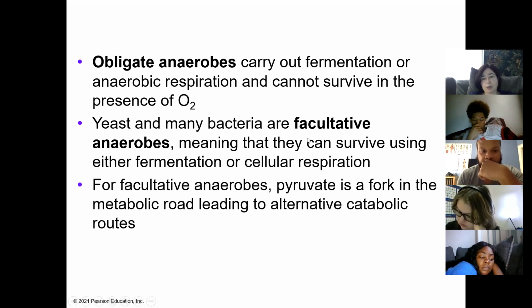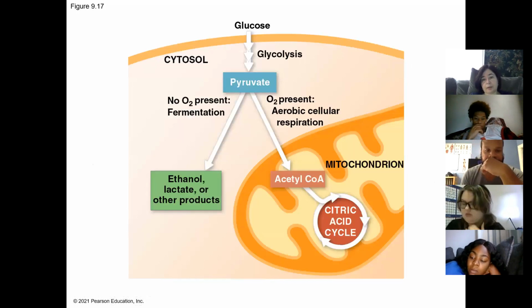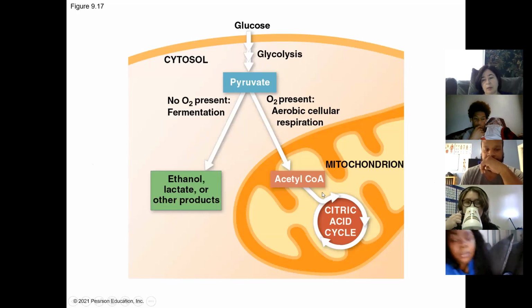Yeast and bacteria could be facultative anaerobes. Facultative anaerobes, they can switch. So they can survive in both presence and absence of oxygen, okay? And pyruvate is a fork. I mean, it's a very crucial molecule because it can take them either way, into cellular respiration or into fermentation. Okay, so pyruvate is a crossroad, right? Either fermentation or mitochondria.